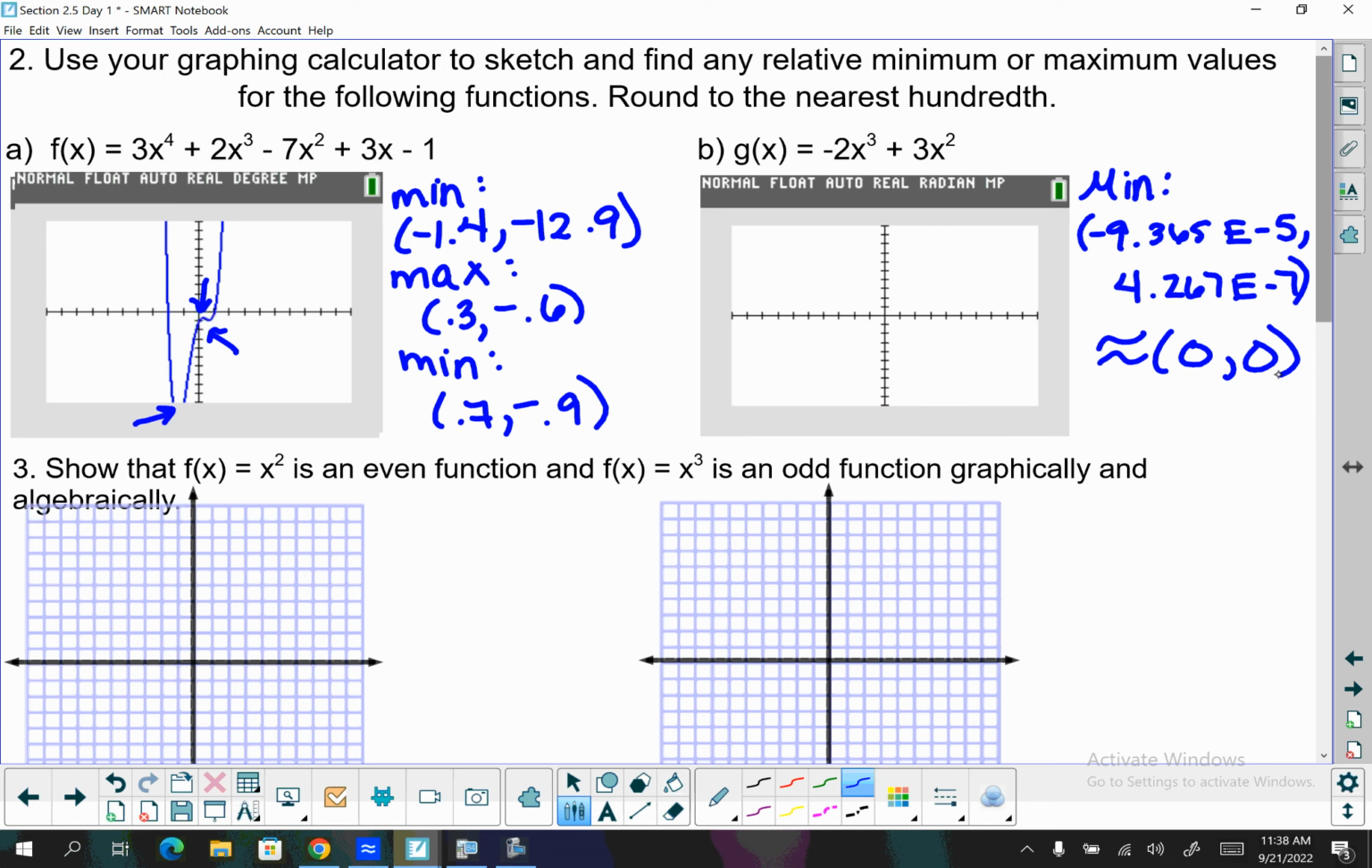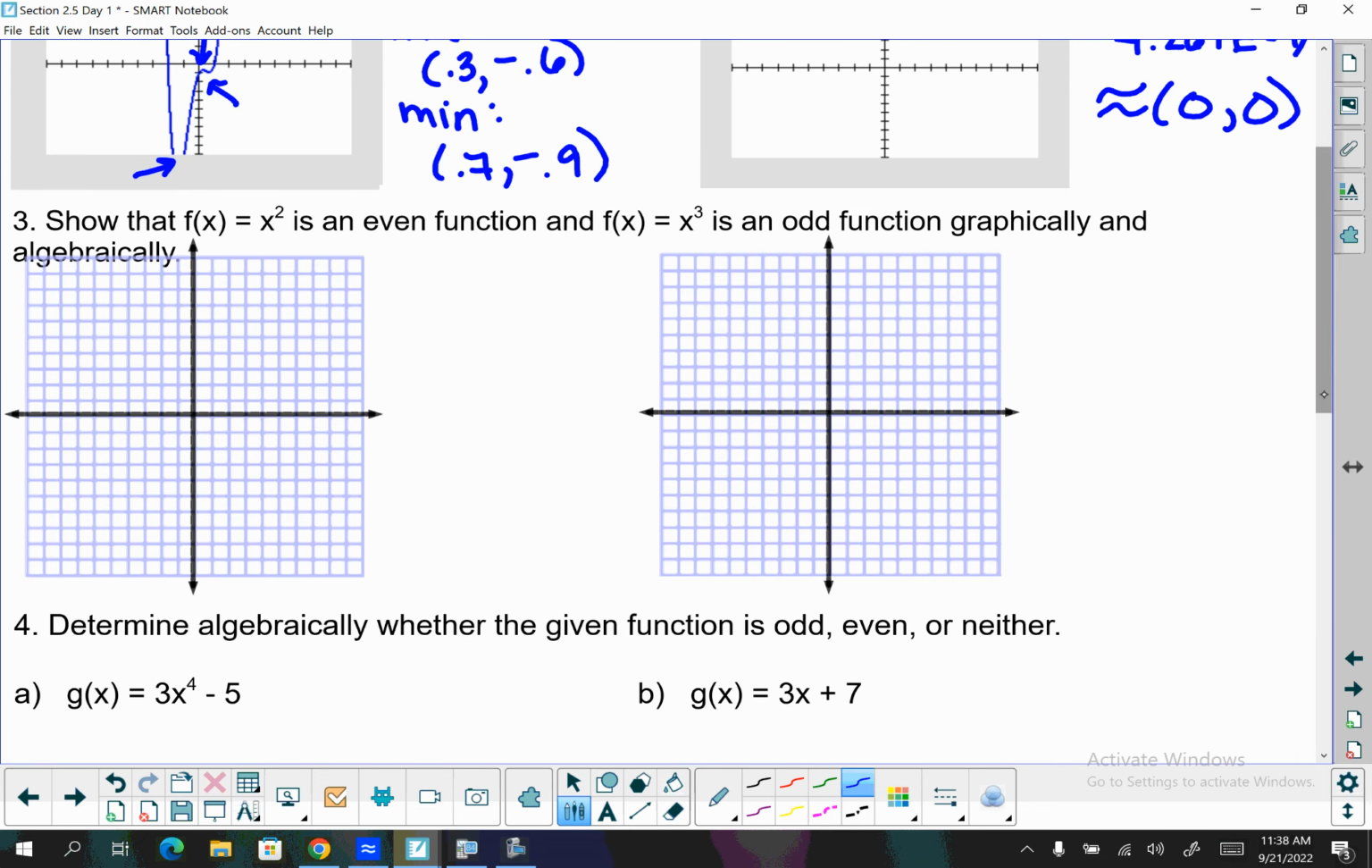All right, any questions? Mins and maxes in the calculator. It's all under that calculate menu. We're going to use that a lot. All right, let's finish out even and odd stuff now. That's the last part of this lesson.